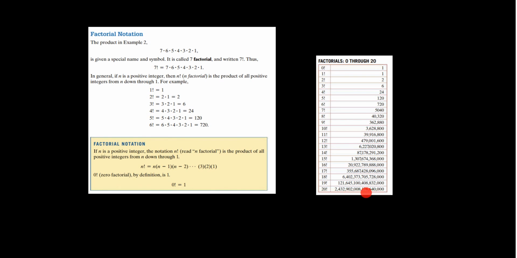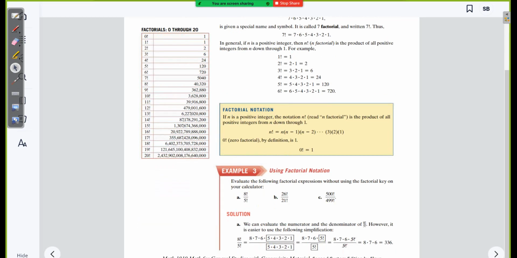20 factorial is what? It's million, billion, trillion, I don't know, quintillion. I forget my illions, honestly, after trillion. But it goes up pretty quickly, pretty fast. So let's do some arithmetic here with the factorials.